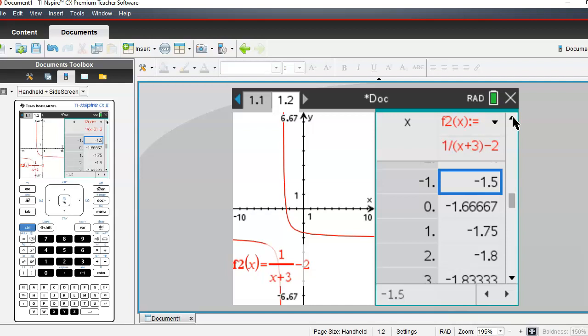So I've got a lot more points than I need at this moment. I'm going to keep going though. -1 at 1.5 negative. Okay, keep going, keep going, keep going. What else do we have?